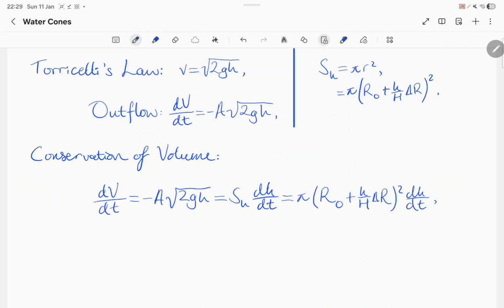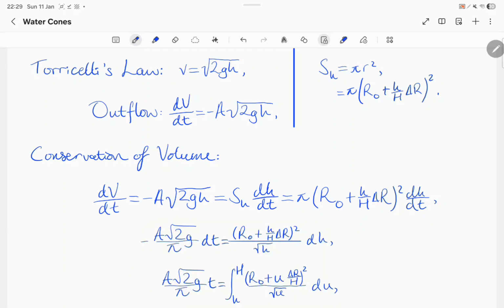And therefore, by conservation of volume, we have that the outflow rate on the left and the rate of change of height multiplied by the area on the right are equal. From here, we can simply rearrange to get t on one side and h on the other, and then we can integrate on both sides, giving us root 2g all over pi multiplied by t is equal to the integral between h and big H of (r0 plus u delta r over big H), all squared, all over the square root of u, du.